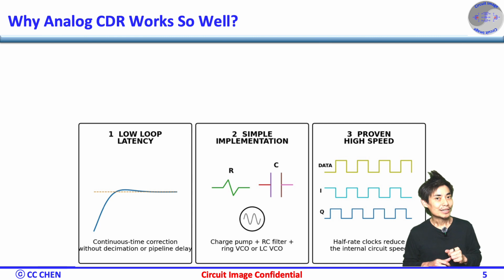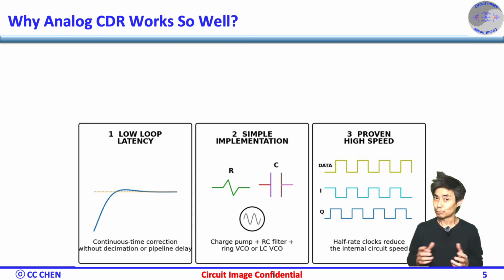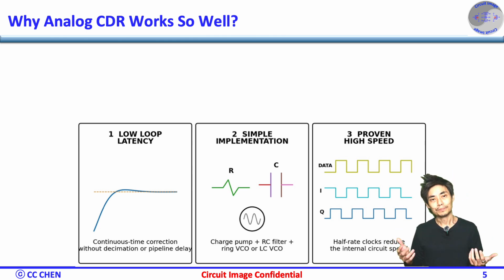The second strength is implementation simplicity. The loop filter may require only a resistor and a capacitor. The oscillator is a natural analog oscillator, such as a ring VCO or LC VCO. We do not need a large amount of digital logic to perform the loop calculation.